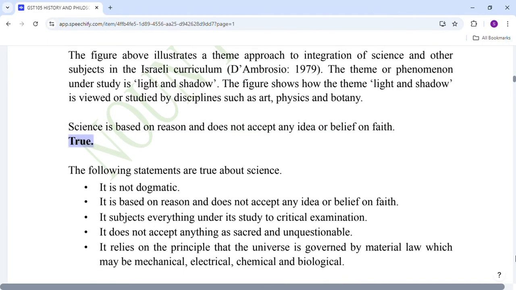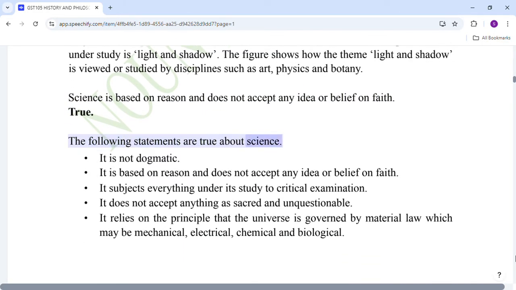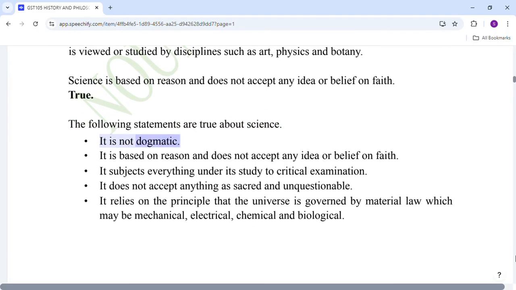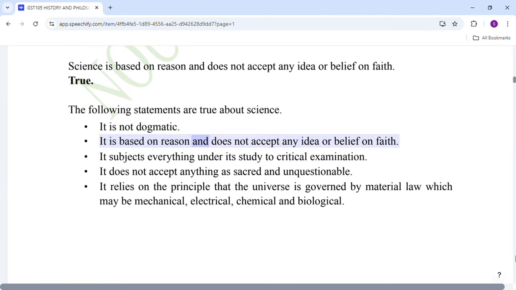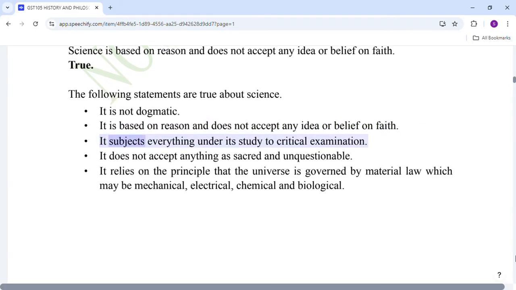Science is based on reason and does not accept any idea or belief on faith. True. The following statements are true about science. It is not dogmatic. It is based on reason and does not accept any idea or belief on faith. It subjects everything under its study to critical examination.